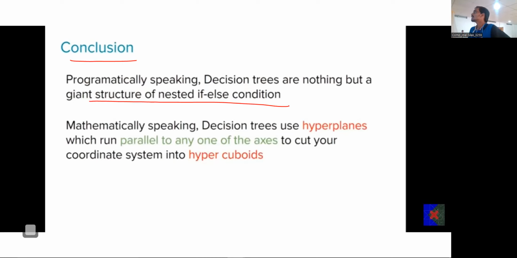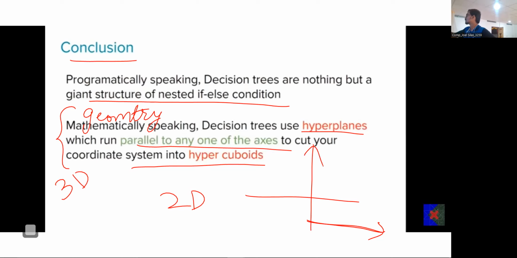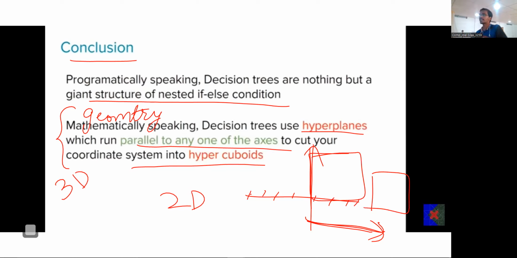And mathematically speaking, decision trees use hyperplanes, or you can say geometrically speaking as well. We know that decision trees are hyperplanes which run parallel to any one of the axes which cut the coordinate system into hypercuboids. Now, this is what it is talking about in 3D space. In 2D, we say that we are using lines in order to cut the coordinate system. Suppose this is our coordinate system, then these lines cut the coordinate system in order to form certain blocks or spaces like this. Suppose we take it into 3D.